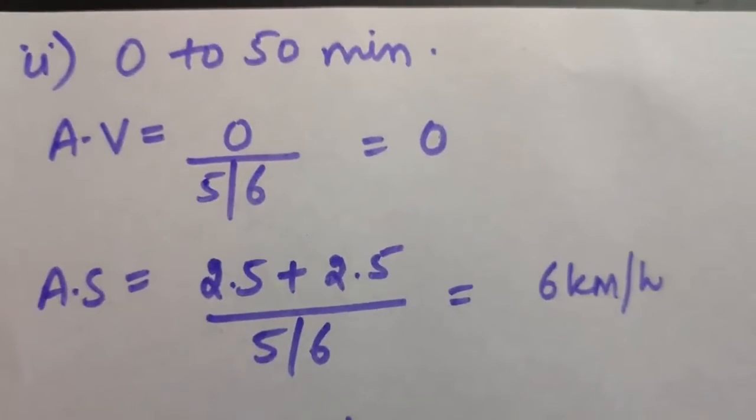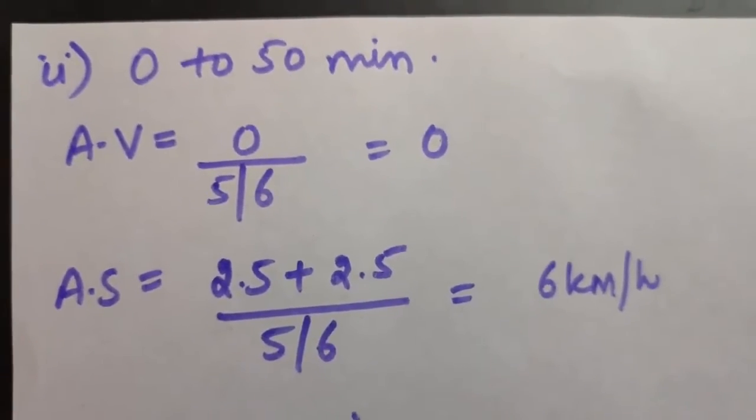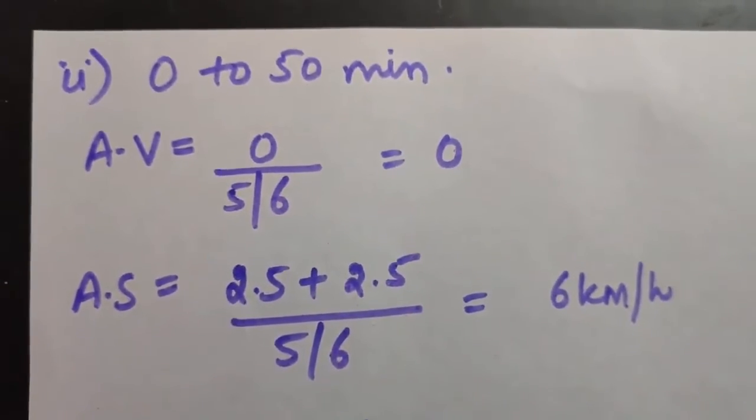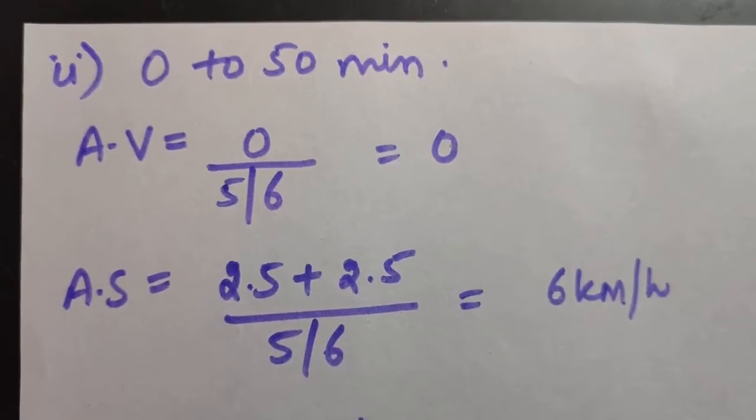Now the second part is for 0 to 50 minutes. As we have calculated, in 50 minutes the man has returned back to his home. That means his displacement is 0.